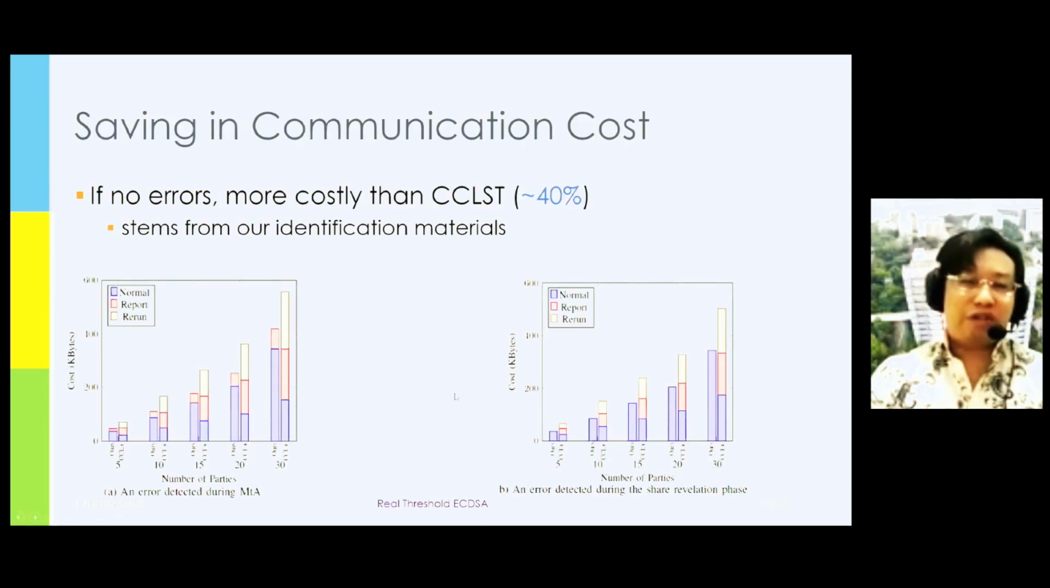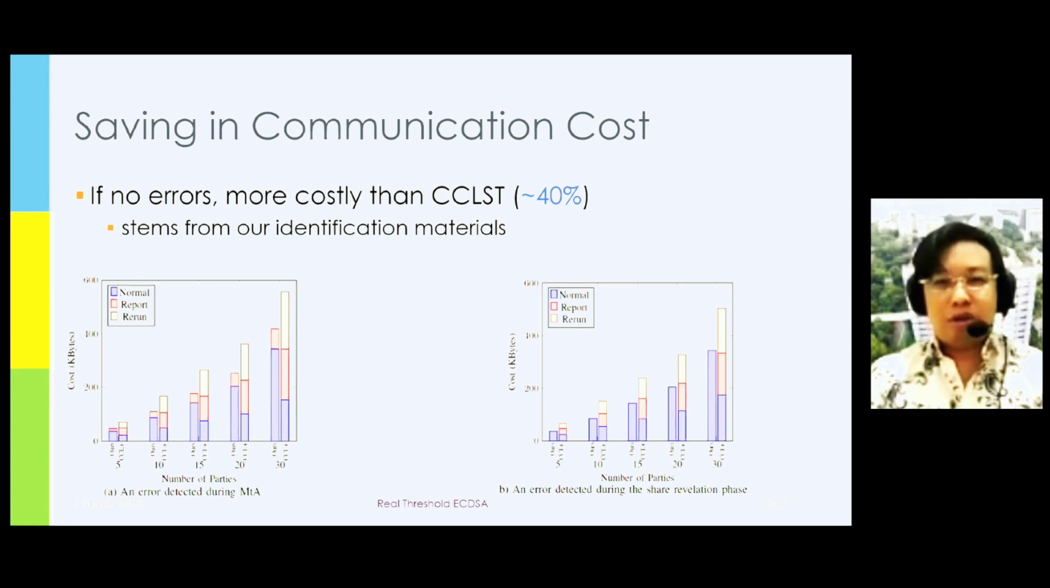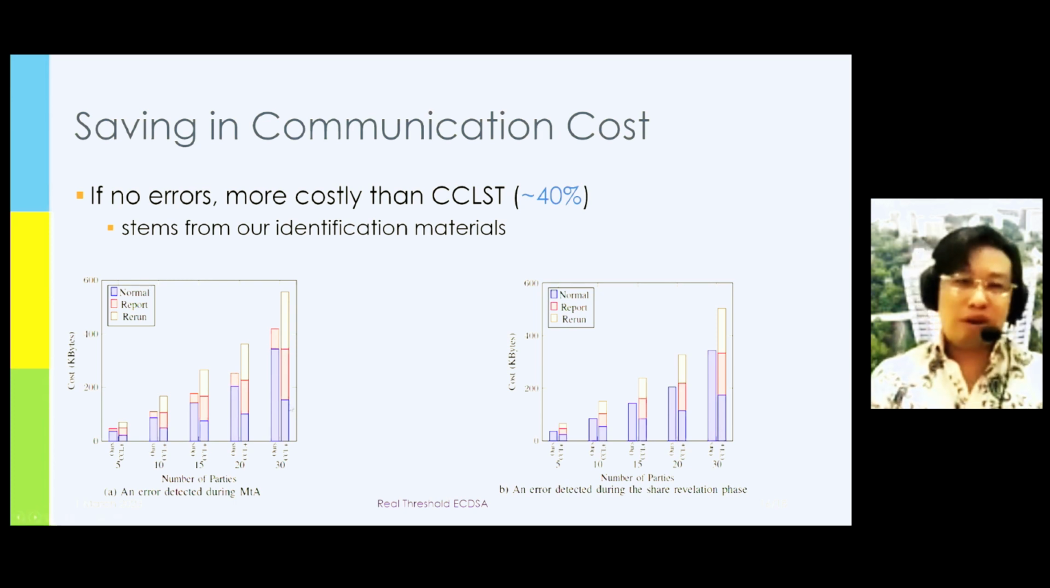So here is the first of two slides about the evaluation results. If no error occurs, we actually need to spend more communication than the existing scheme. As you can see, it is about 40% more. It actually stems from our identification material ensuring the recovery. So that is the price.